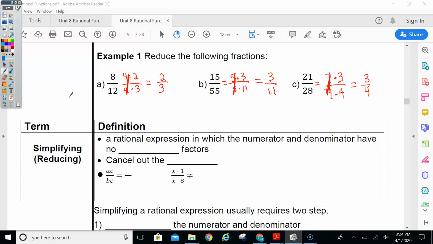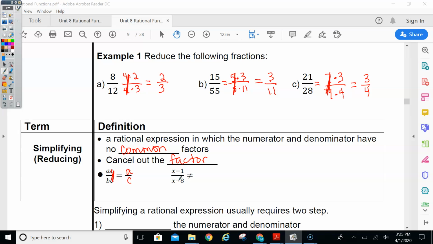So we can do the same thing with rational expressions. For rational expressions, we're going to reduce by making sure that the numerator and denominator have no common factors. So that means we cancel out the factors that they have in common. Alright, the important part here is to make sure it's in factored form, which means make sure that they're being multiplied. They have to be multiplied in order for you to cancel them out and say it's A over C.